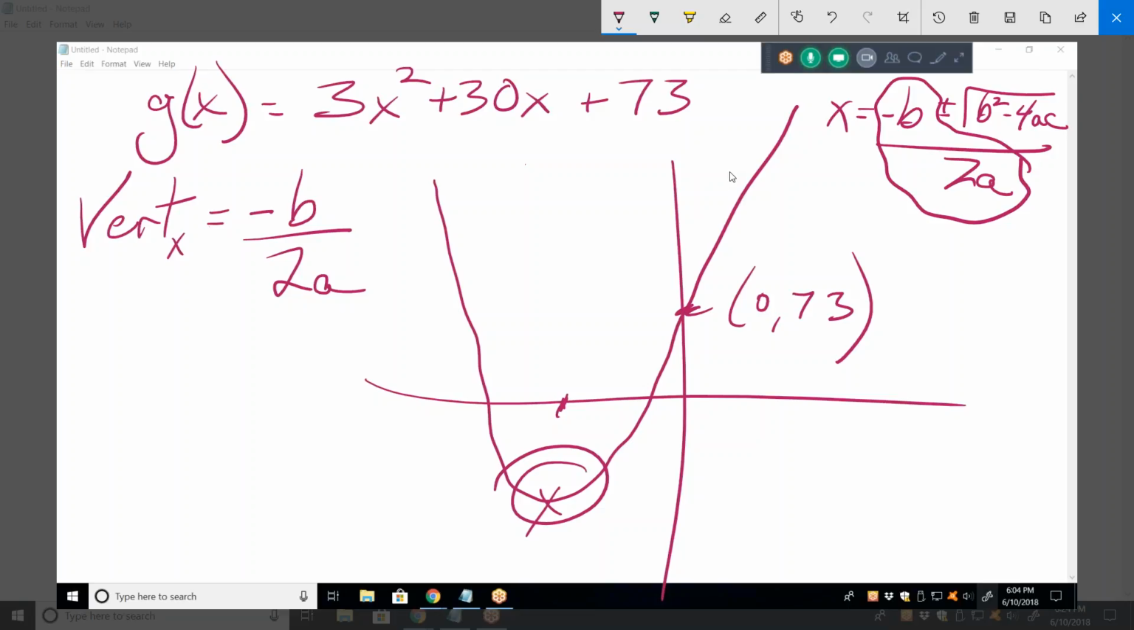So just remember, the x coordinate of the vertex is always the first half of that quadratic. So what is it here? On this one, it would be negative 30 over 3 times 2, and that's 6. So that'd be negative 5. So this occurs at negative 5.